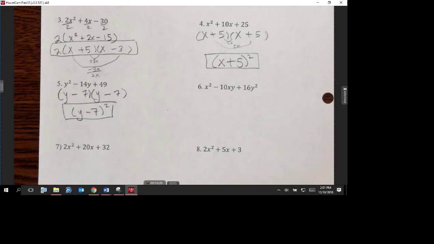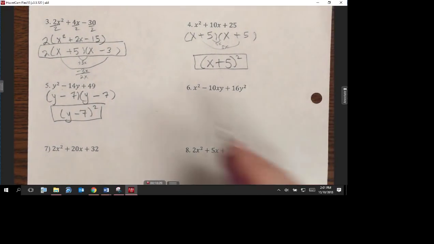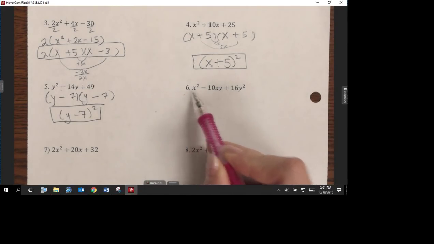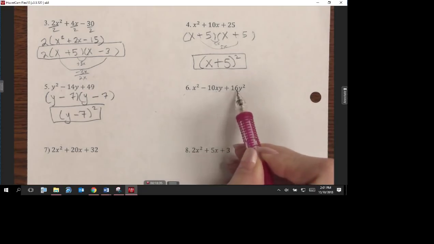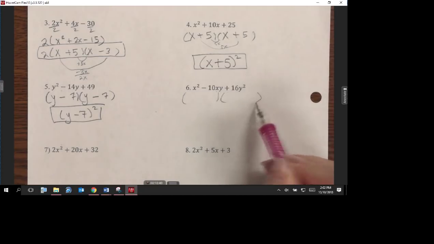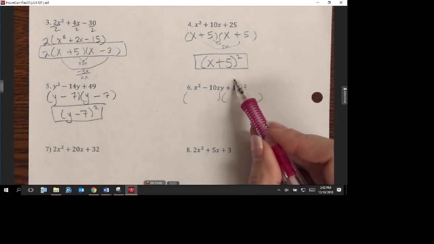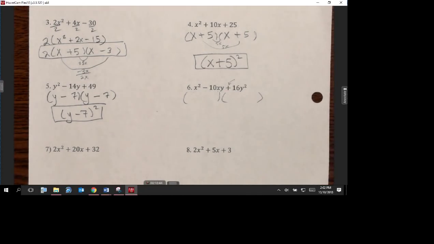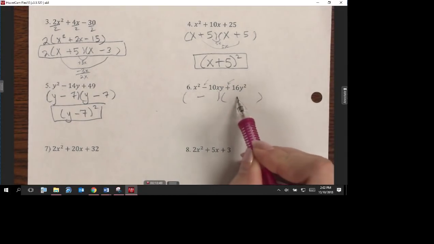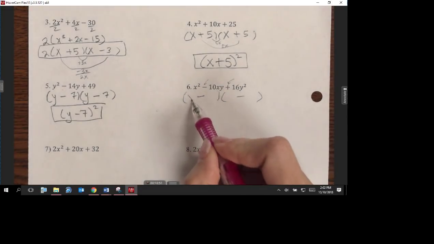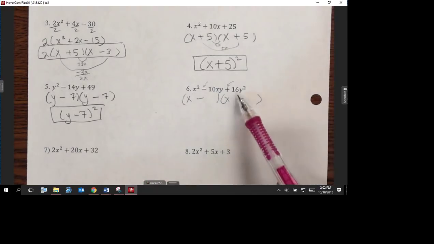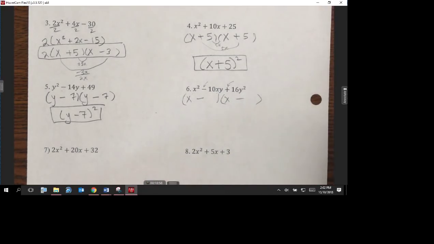Number 6, this one's a teeny bit different than the ones we were just doing. Is there a GCF? Nope. It's a trinomial, so let's do 2 binomials. I'm going to look at my signs, and that's a plus, which means same sign, which is negative. It's definitely going to be x and x to get x squared in the beginning. But how do we get minus 16 and a y squared?